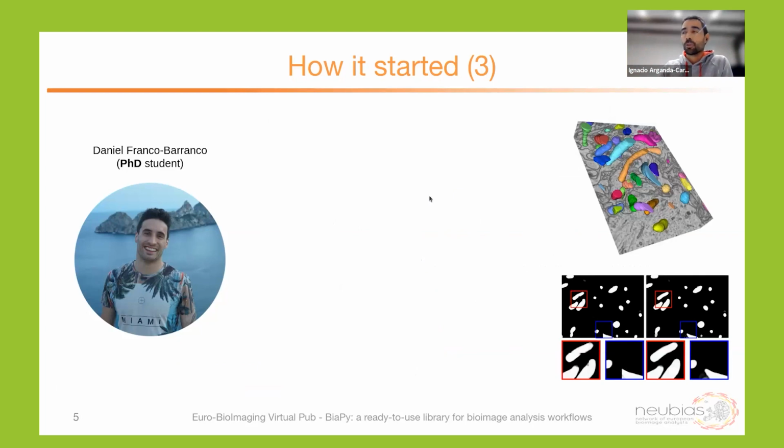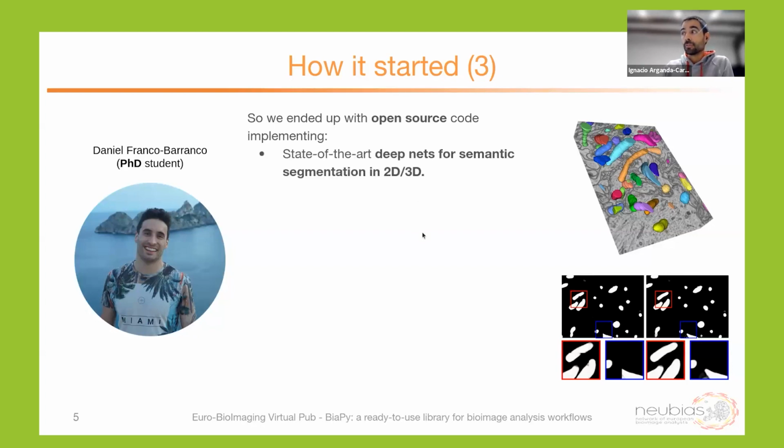So by the end of this project, we had open source code, because we made it public with our publication, implementing tons of state-of-the-art deep neural networks for semantic segmentation in both 2D and 3D. And we built what we call robust training configurations, meaning that we consistently have the same results.